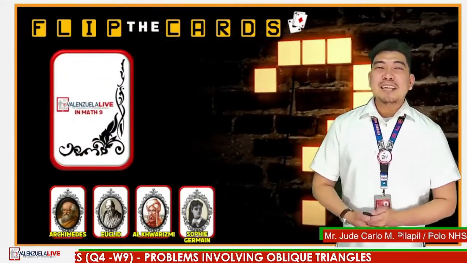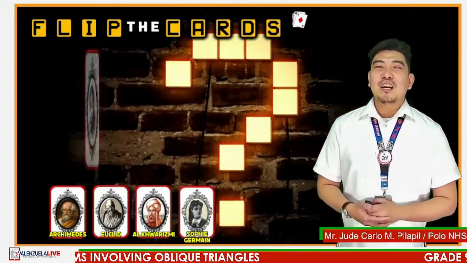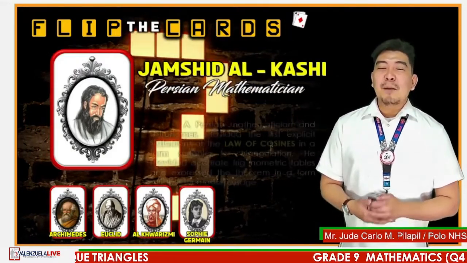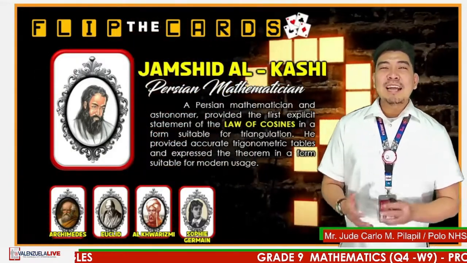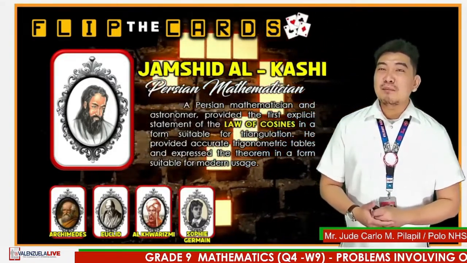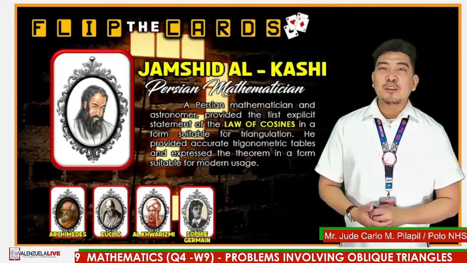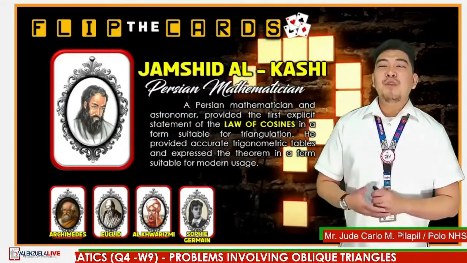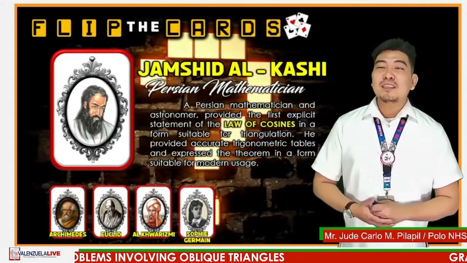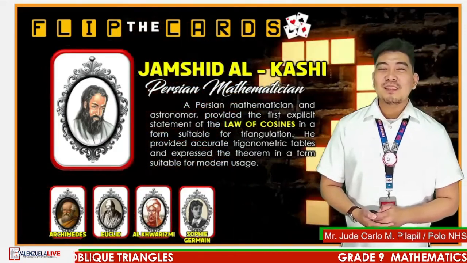Who will be the last mathematician that we are to discover? He is none other than Jamshid al-Kashi. He is a Persian mathematician and an astronomer that provided the first explicit statement of the law of cosines in a form suitable for triangulation. He provided accurate trigonometric tables and expressed the theorem in a form suitable for modern usage.